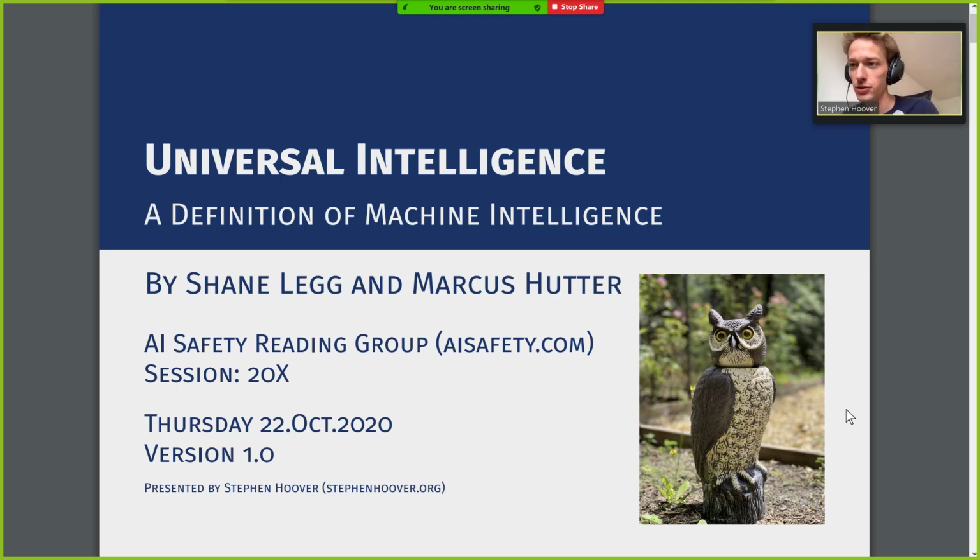And I have a new photo of an owl, which is not copyright protected, I found. So that's neat. Anyway, we can go to the next slide.